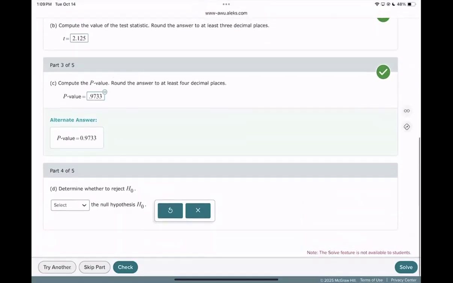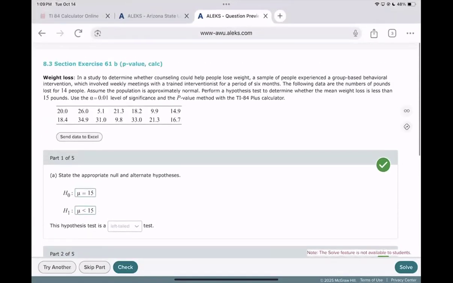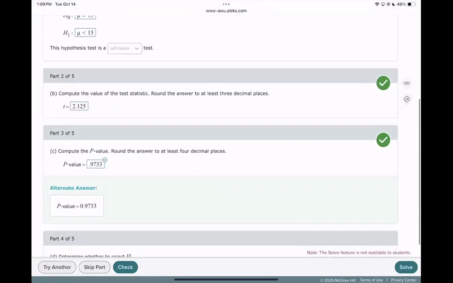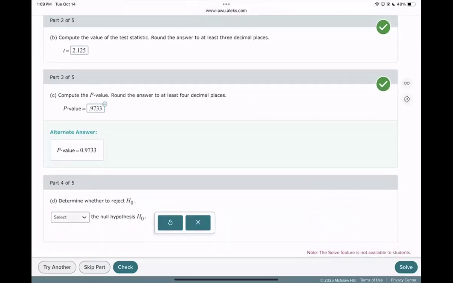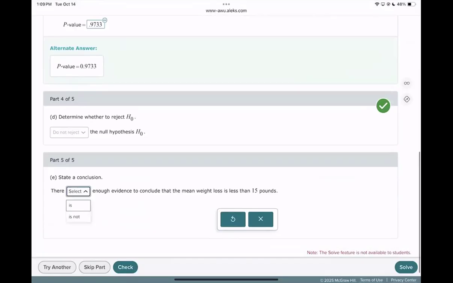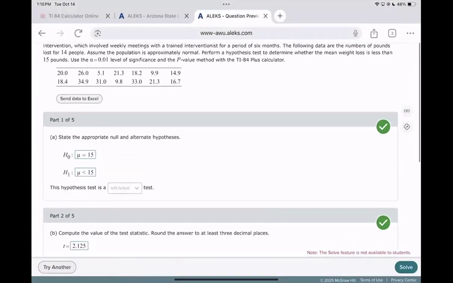Great. Do we reject? So, all right, we're supposed to use an alpha level of 0.01. So is p less than 0.01 or is it bigger than 0.01? It's bigger, so we do not reject. We fail to reject. Check that. And there's not enough evidence to reject, so there's not enough evidence to state that the mean weight loss is less than 15 pounds. Okay. All right. Good, good.